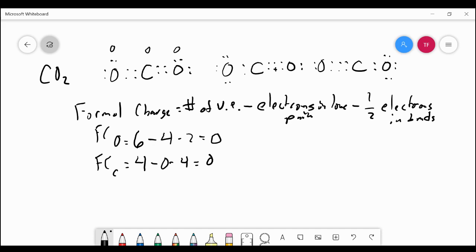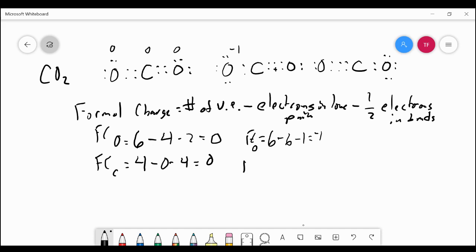Let's try this next structure right here, our middle structure. If you'll notice, this oxygen atom has a lot of electrons around it. So let's calculate its formal charge. So the formal charge of that left oxygen is equal to the number of valence electrons. Oxygen normally has 6 valence electrons. The electrons in lone pairs, there are 6 electrons in lone pairs, and half the electrons in a bond. So 2 electrons in the bond, so 1. So the formal charge on that atom is -1, meaning that it has 1 extra electron around it than it normally would have when it was by itself. It has a higher electron density than it would if it was just elemental oxygen.